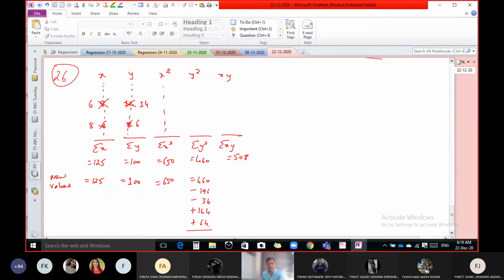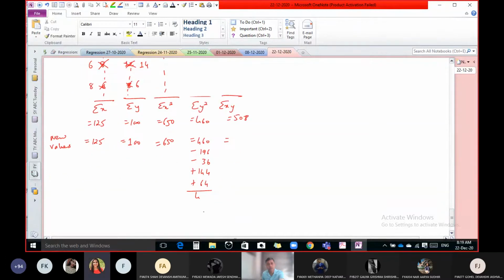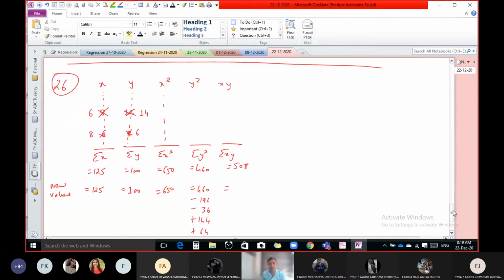And now tell me what is the answer. So do the calculation and tell me the answer. 436. Okay, 436. So this is the new value of sigma y square. And now sigma xy. Now see this 508.